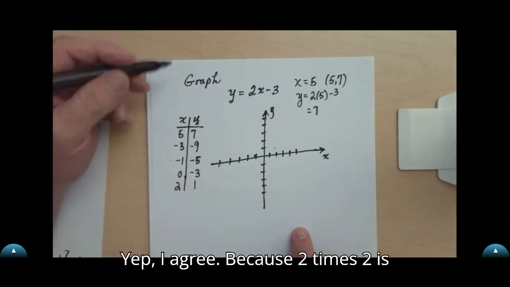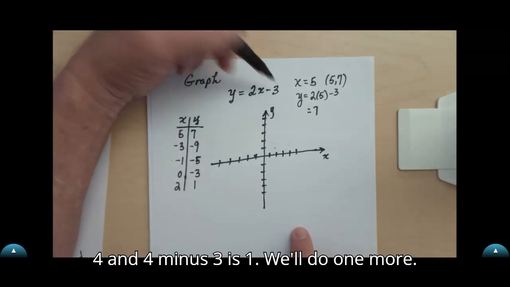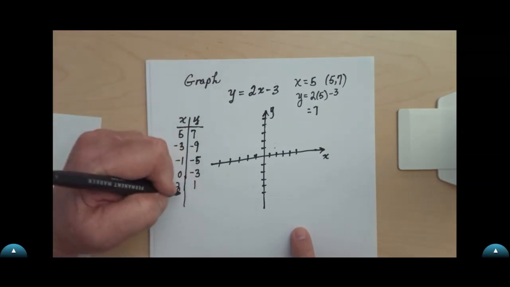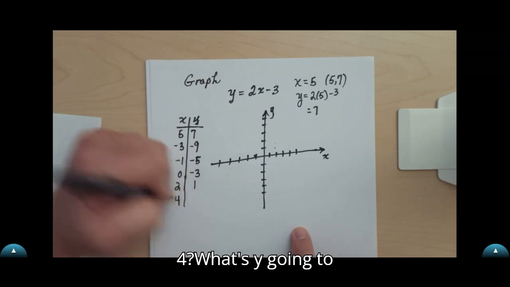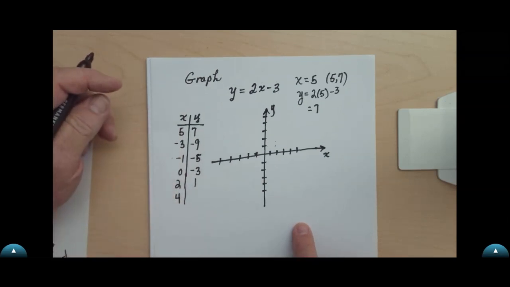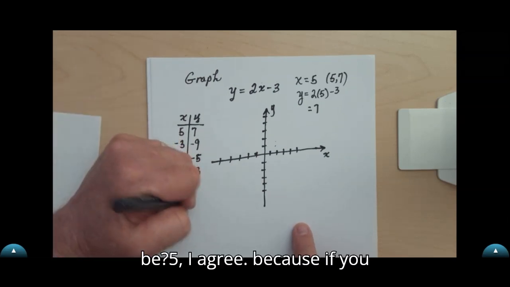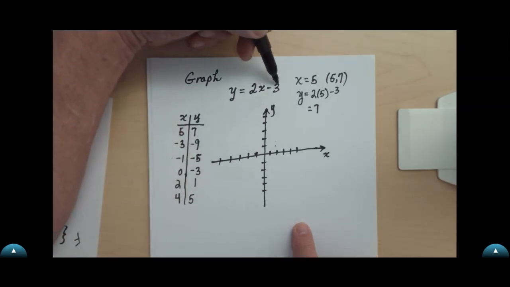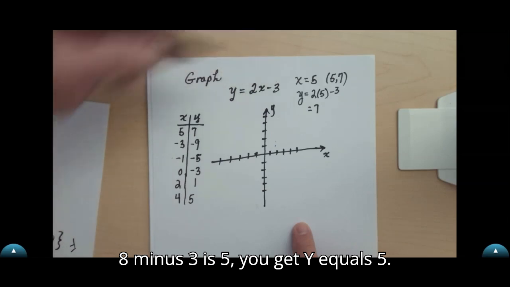Yep, I agree. Because 2 times 2 is 4 and 4 minus 3 is 1. We'll do one more. What if x is 4? What's y going to be? 5, I agree. Because if you plug 4 in here for x, 2 times 4 is 8. 8 minus 3 is 5. You get y equals 5.